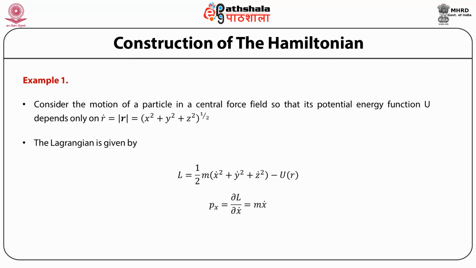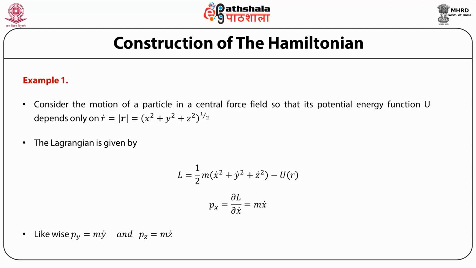Now, the momentum conjugate to the coordinate x, that is px, is given by the partial derivative of the Lagrangian with respect to the x component of the velocity, x dot. Since U doesn't depend on the velocities, px is simply equal to m x dot. And likewise, the momentum conjugate to the coordinate y is m y dot and pz is equal to m z dot.